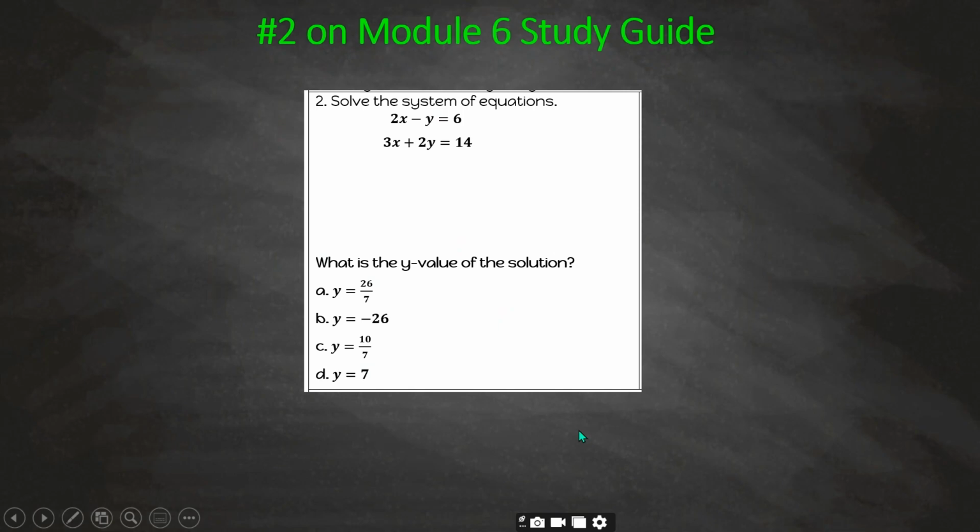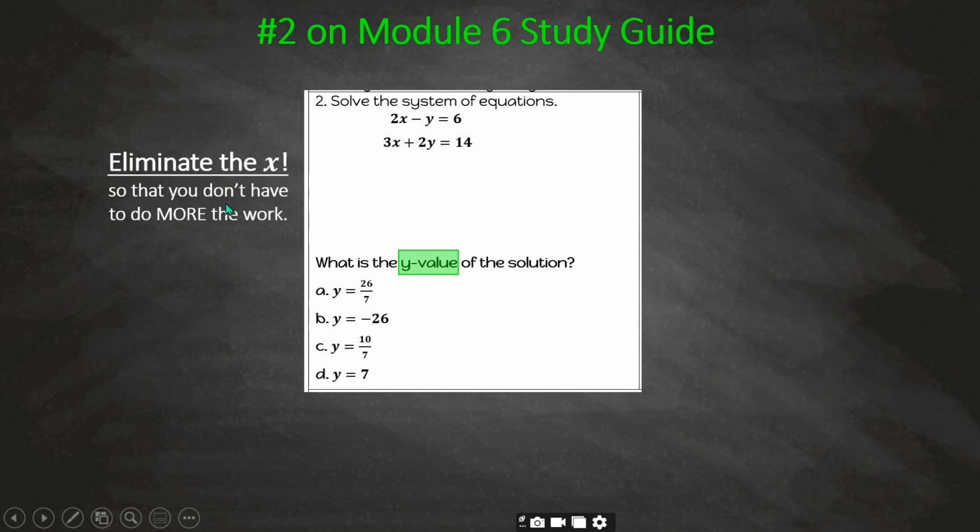All right, moving on to question 2 on the study guide. Now we have to solve this system using algebra. So this was Module 6, Lesson 2 notes. And in order to solve this system, we have to try to eliminate one of the variables. And in this particular case, because it's asking for us to solve for the y value, we actually want to eliminate the x value, so we only have to do the work once. Okay, so eliminate the x so we don't have to do more work.